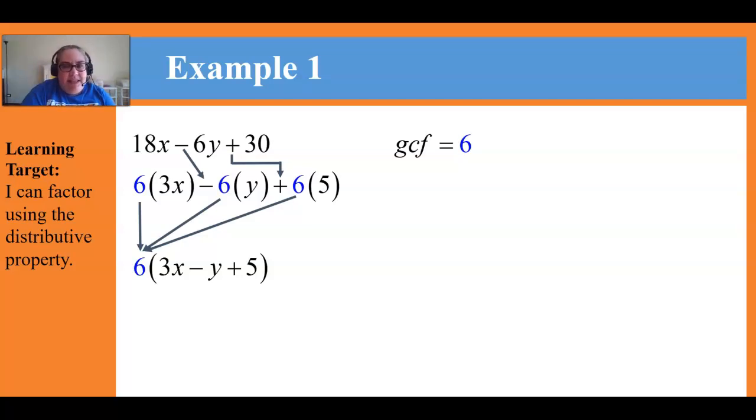Now, something to keep in mind is this step right here is an optional step. Eventually, you will be able to do this in your head. You'll be able to move from 18x minus 6y plus 30 straight to the 6 times 3x minus y plus 5. If you're there, that's great. You can skip that step. If you're not there yet, that's great. Just include this step until you become a little bit more comfortable. Okay, let's take a look at our next question.